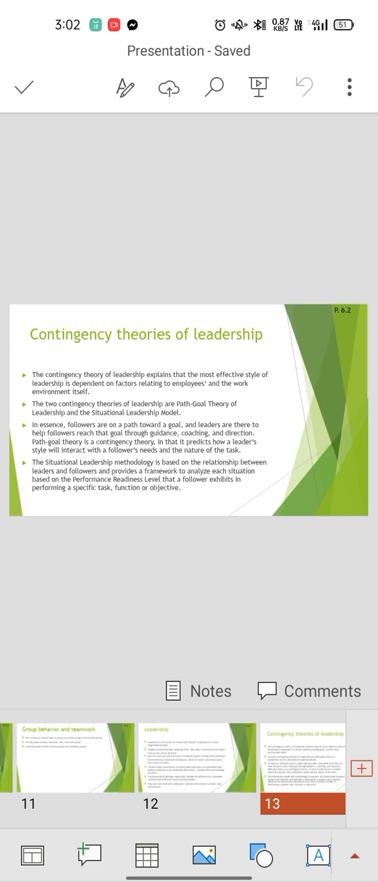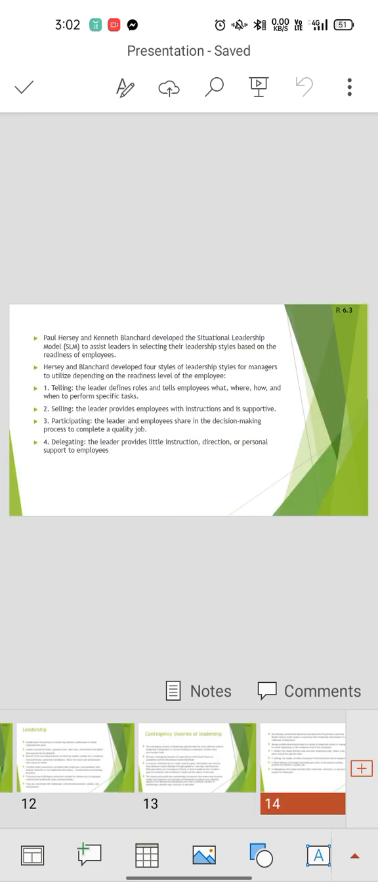The situational leadership methodology is based on the relationship between leaders and followers and provides a framework to analyze each situation based on the performance readiness level that a follower exhibits in performing a specific task, function, or objective. Paul Hersey and Kenneth Blanchard developed the Situational Leadership Model, or SLM, to assist leaders in selecting their leadership style based on the readiness of employees.